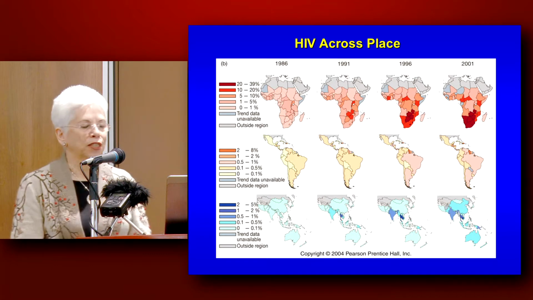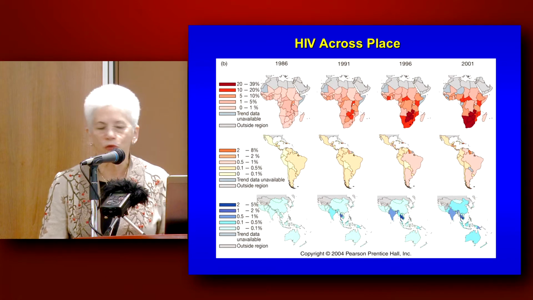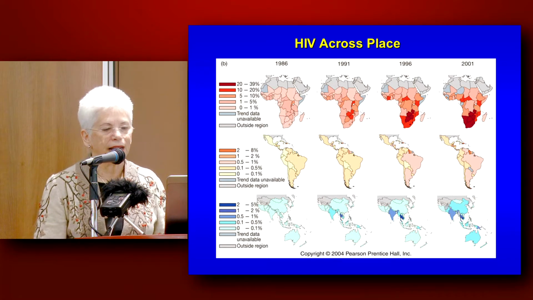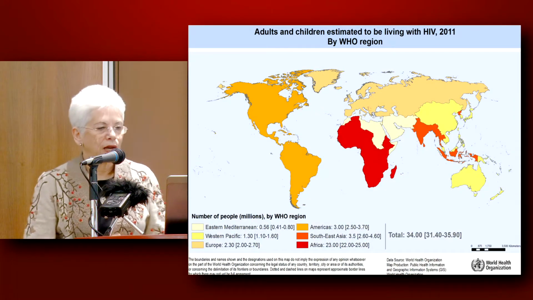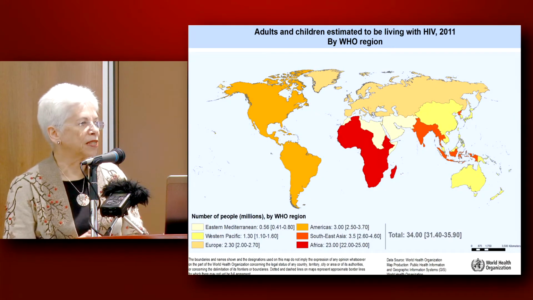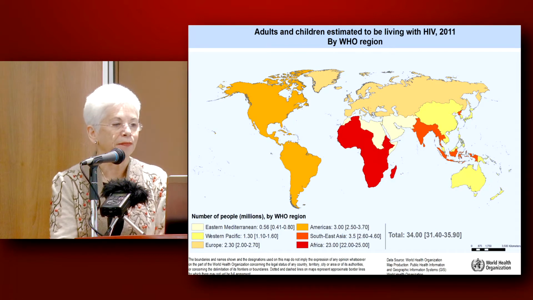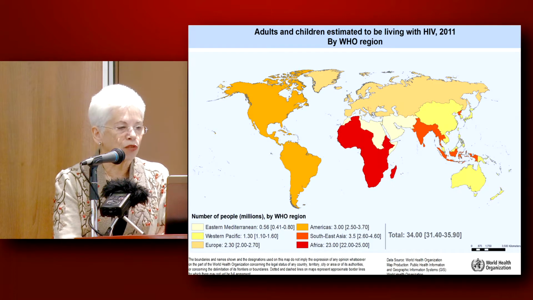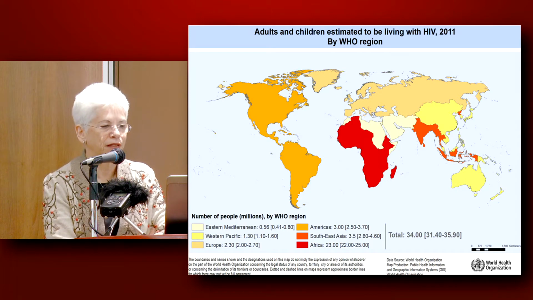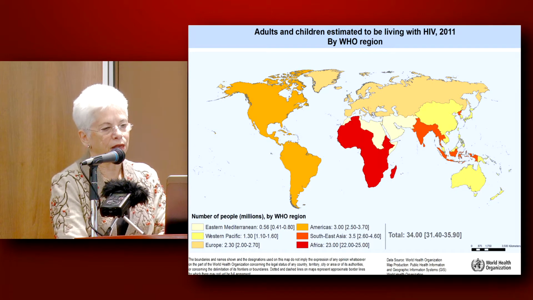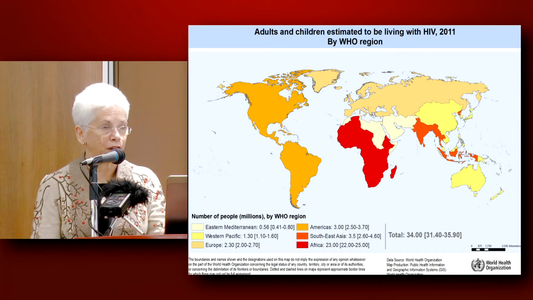So this is HIV across place. It doesn't show you North America, but it shows you Africa, where we've had the worst epidemic, South America, and Asia. And now if we look at the map of the world, basically those of us in the Americas, North and South America, have a moderate epidemic of HIV. We are not doing as well as Europe, Western Pacific, or the Eastern Mediterranean in terms of containing HIV, nor are we suffering in the way that some parts of Southeast Asia and certainly Sub-Saharan Africa are.